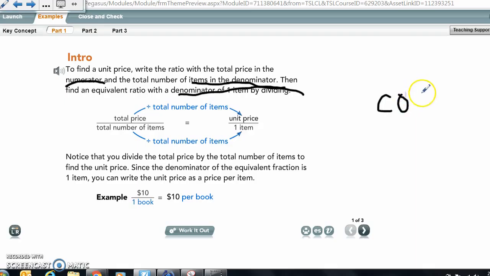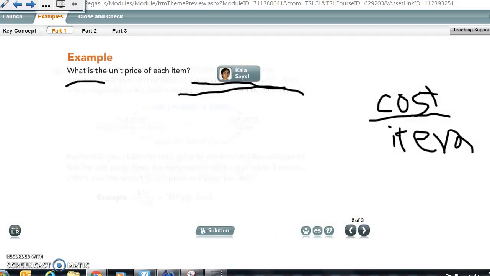Go ahead and put this in your notes. You always want the cost on top and the items on the bottom. No matter how much it is, you always put the price on top and the amount of items on the bottom. So you'll see here that they said that there are $10 for one book. So they know then that 10 is on top and 1 is on the bottom. By setting up your unit price with the cost on top and the items on the bottom, you'll be easily able to figure out how much is in one, which is the unit price that we are looking for. Let's go ahead on to the next slide.